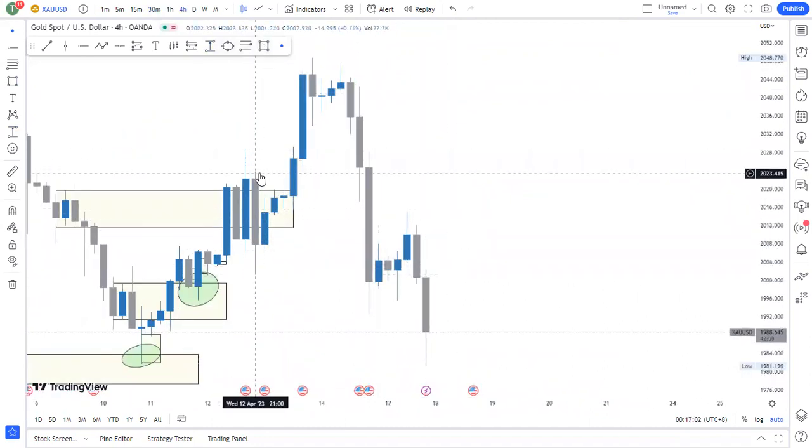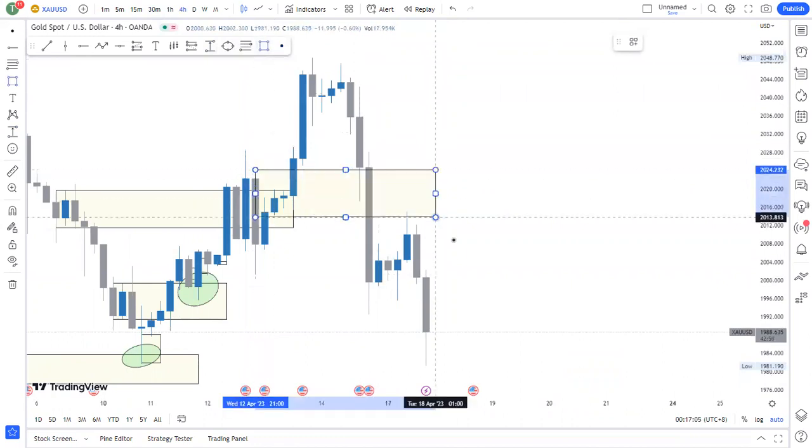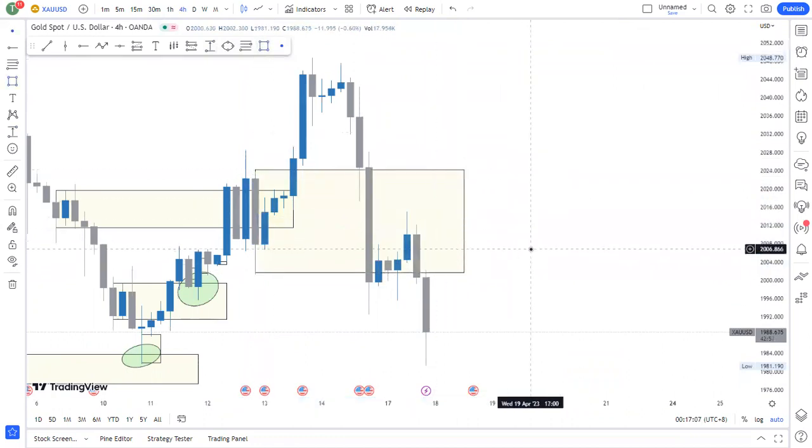If you can see, this is an engulfing fail, right? Oh my God, just now I got scammed by the candle, you know?